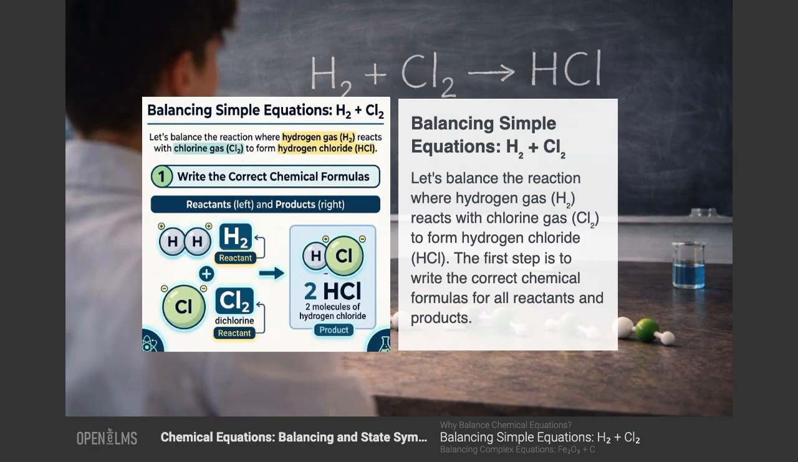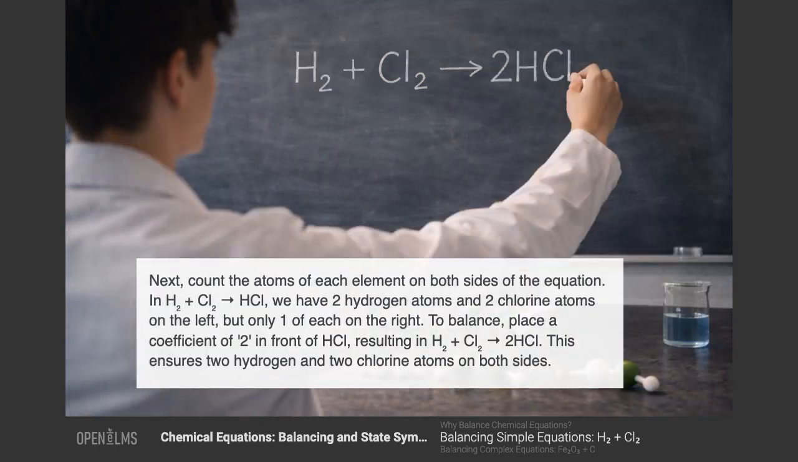Balancing simple equations, H2 plus Cl2. Let's balance the reaction where hydrogen gas H2 reacts with chlorine gas Cl2 to form hydrogen chloride, HCl. The first step is to write the correct chemical formulas for all reactants and products. Next, count the atoms of each element on both sides of the equation. In H2 plus Cl2 gives HCl, we have 2 hydrogen atoms and 2 chlorine atoms on the left, but only one of each on the right. To balance, place a coefficient of 2 in front of HCl, resulting in H2 plus Cl2 gives 2HCl. This ensures 2 hydrogen and 2 chlorine atoms on both sides.